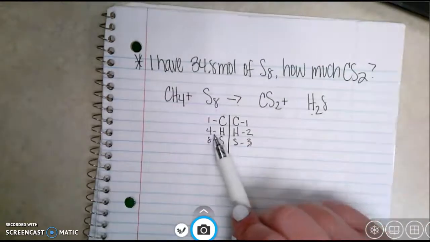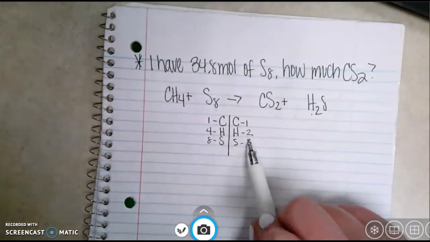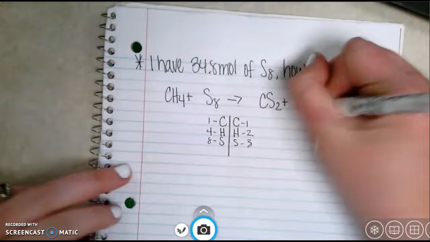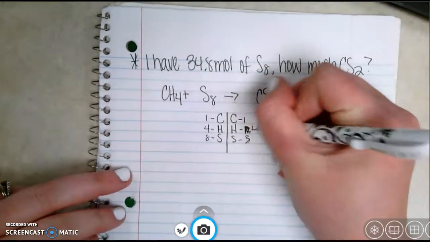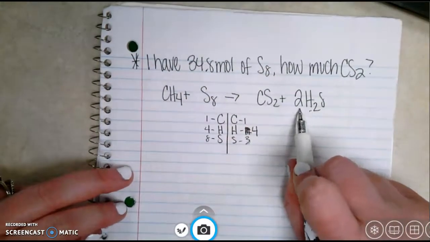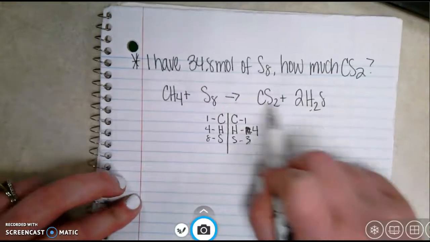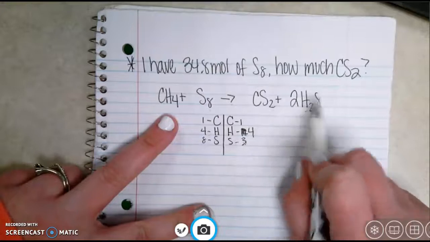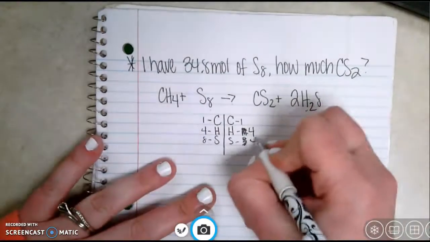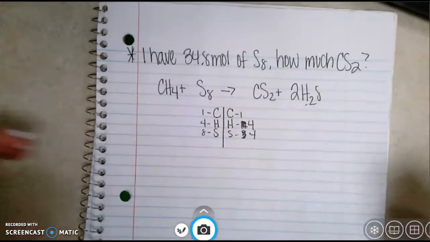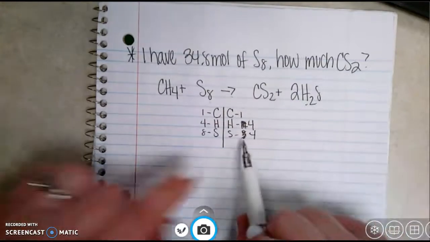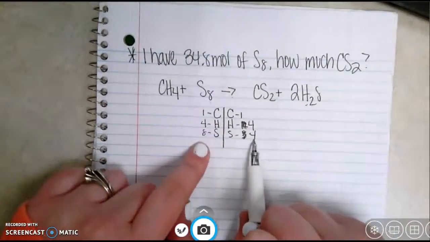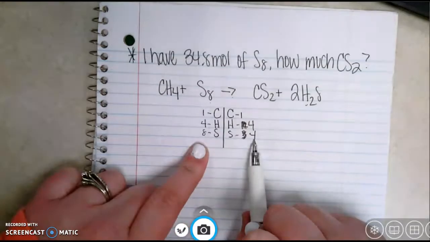All right, so I have 4 hydrogens over here, and I have 2 on this side. So I can easily make that be 4 by just adding a 2 in front right there. That also changes my value of S, so I have 2 S's here, and 2 S's there now. So this is now a 4.